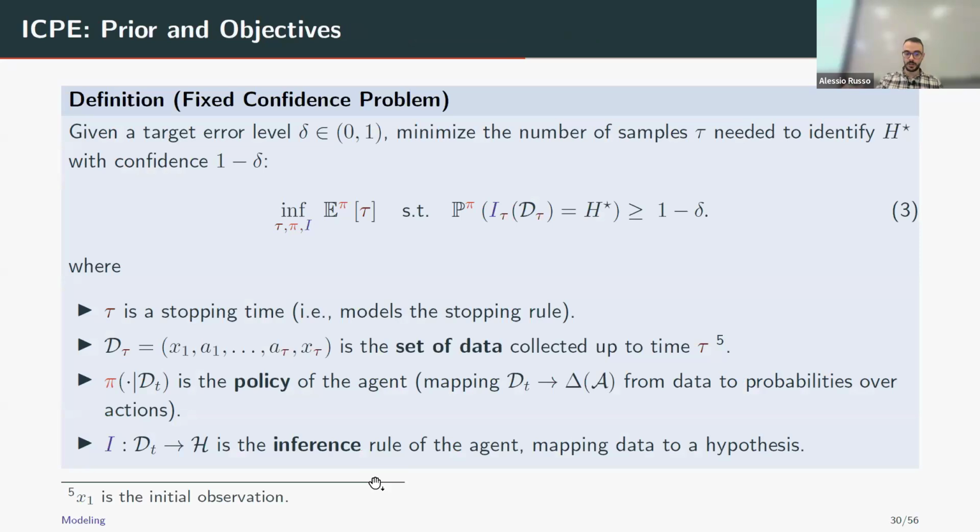And the problem that we are going to try to solve in the fixed confidence is this problem. We are going to try to solve this infimum over all possible stopping rules, over all possible sampling rules and inference rules that minimize the sample complexity subject to this correctness constraint.